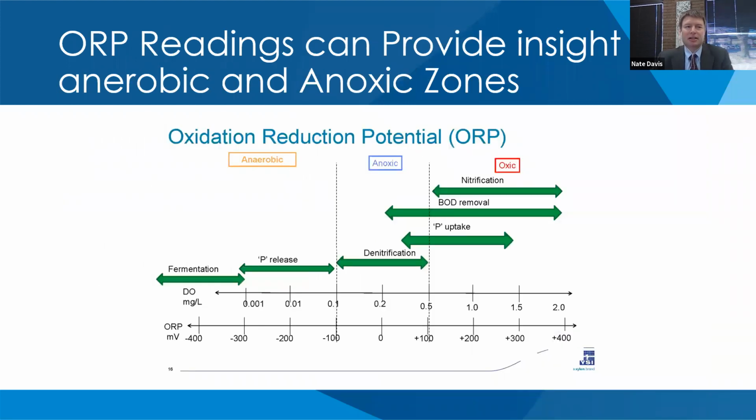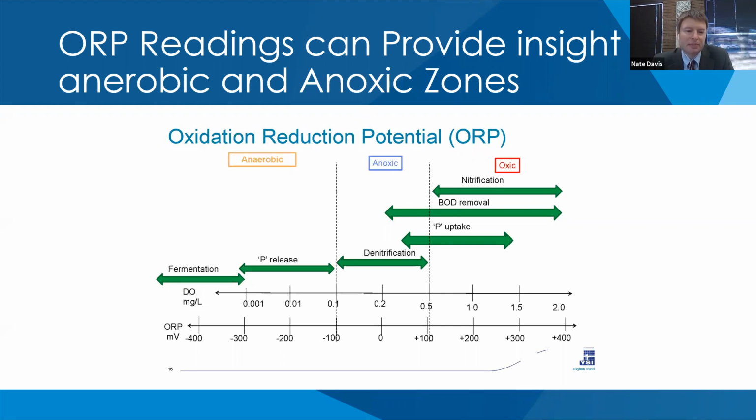This is a quick slide graphic I borrowed from YSI on ORP probes. Monitoring of ORP is very helpful in the anaerobic and anoxic basins. It can paint a picture. In the anaerobic basin, you want to see that you're getting a good low ORP where you can encourage fermentation. If you start seeing it creep up, that's an indication that we've got some nitrates coming back or some DO getting recycled back.